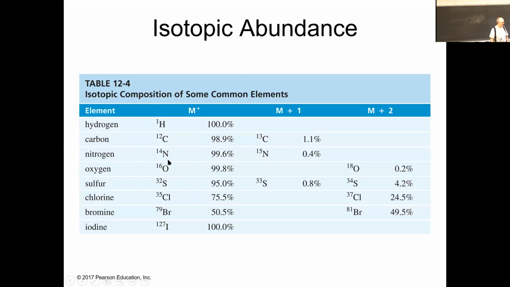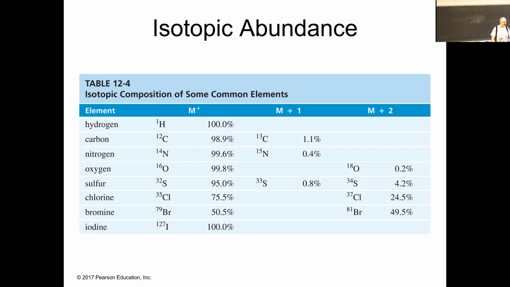Okay, most nitrogen is nitrogen-14. There's just a very little bit of nitrogen-15 in nature. Sulfur does have measurable amounts of 33 and 34. Chlorine has 2 abundant isotopes, 35 and 37, and they're in about a 3-to-1 ratio. Bromine, we said, had 2 isotopes in nature that are in about a 1-to-1 ratio.